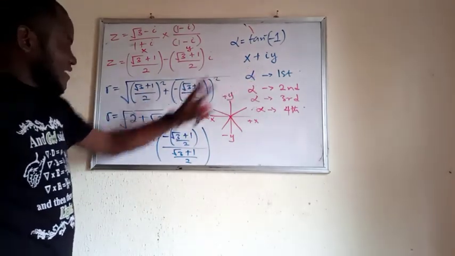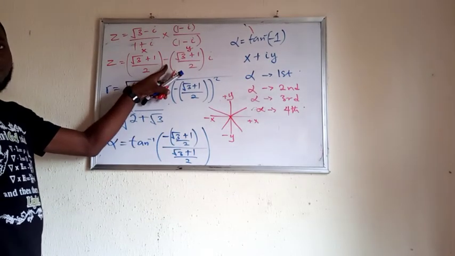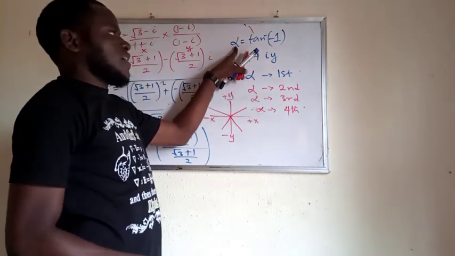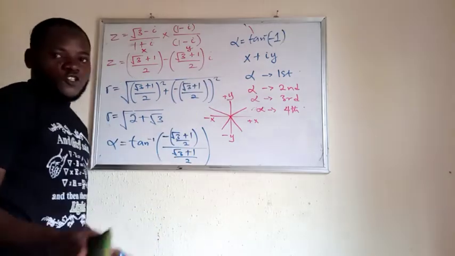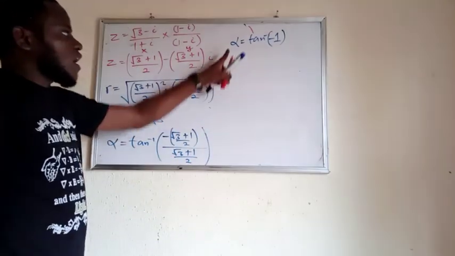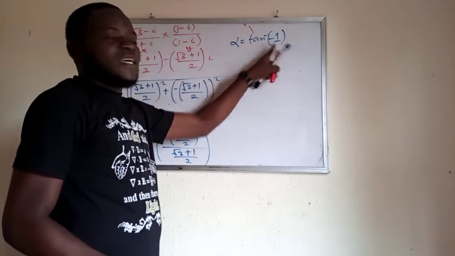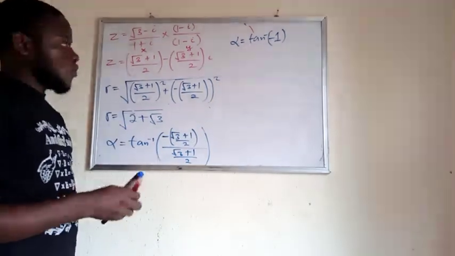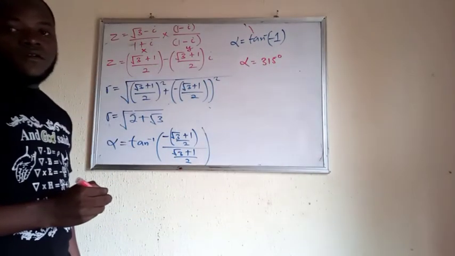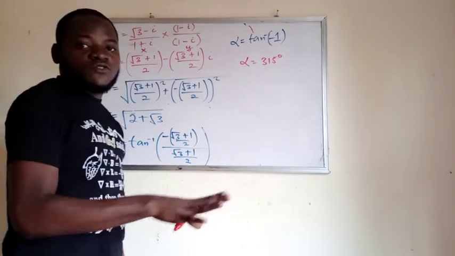So automatically, if you look at this particular function, you see that our y is negative. Now that y is negative and our x is positive, it means the value of alpha is going to be in the fourth quadrant. Now, what value of alpha, as in what value of tan, will give us -1 in the fourth quadrant? So we have that alpha is 315 degrees.